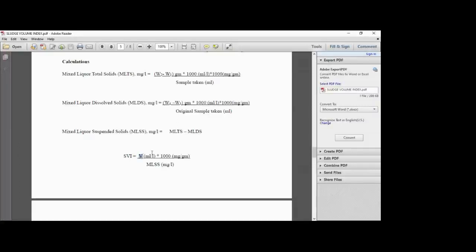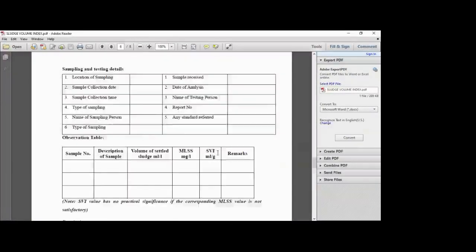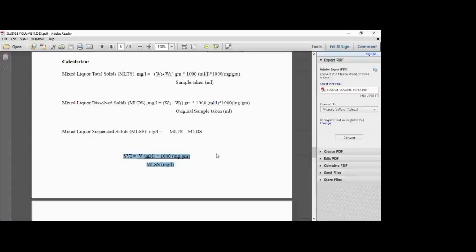So here we are going to use the volume, right? We first noted the volume of the sludge that has settled. So the SVI value is V into 1000 divided by MLSS, right? And that particular value is nothing but the SVI. I won't describe much about the other things, but this is how the SVI is calculated.